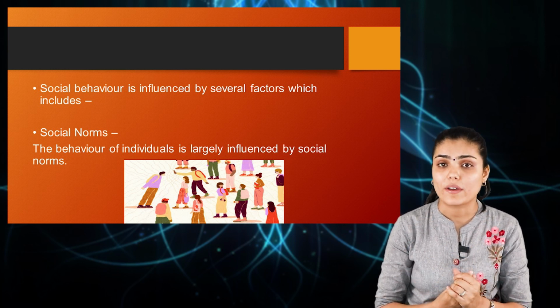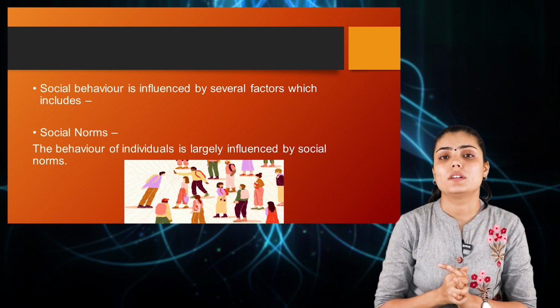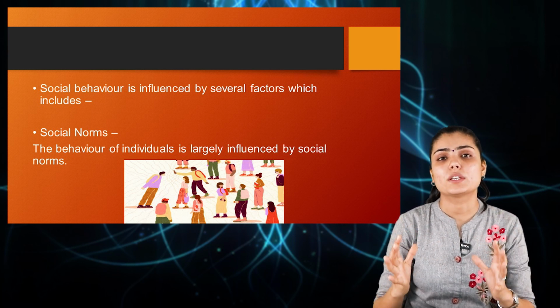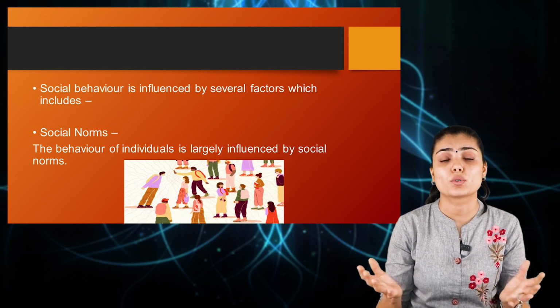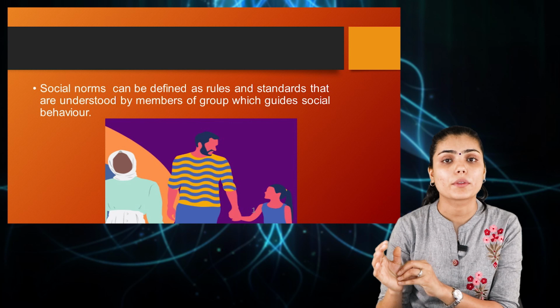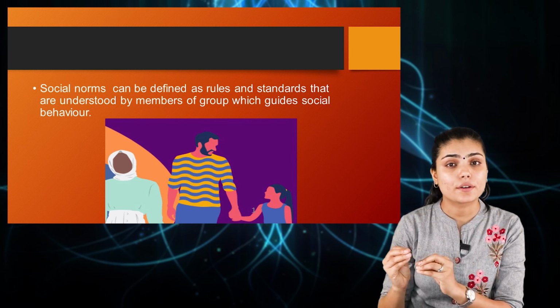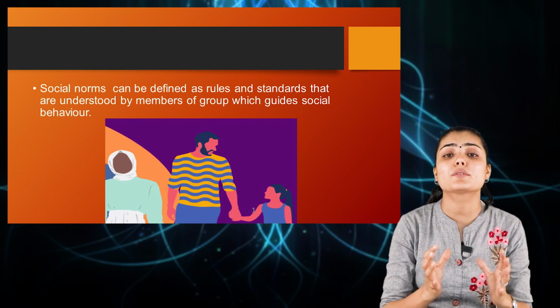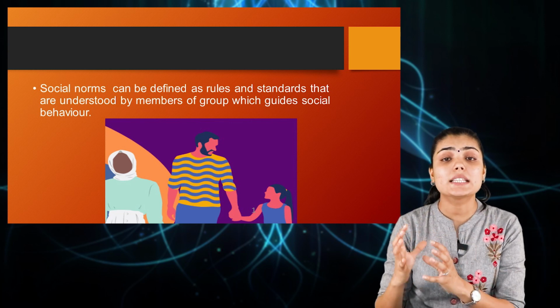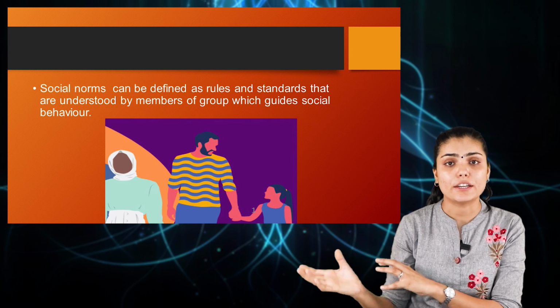Let us see what those factors are. The first one is social norms. An individual's behavior is largely determined by social norms. Now, what are social norms? Social norms are a set of rules or a set of standards that is understood by the members of a particular group or a particular society, which guides the social behavior of an individual.